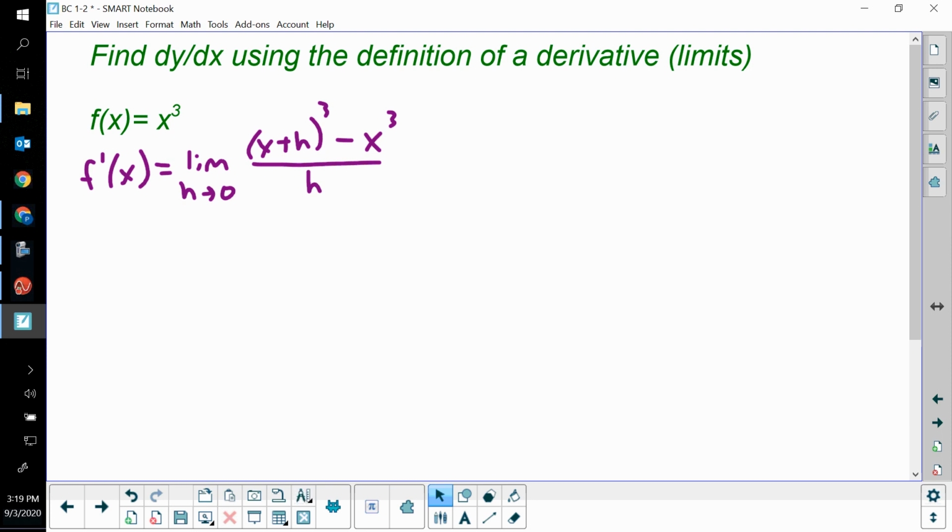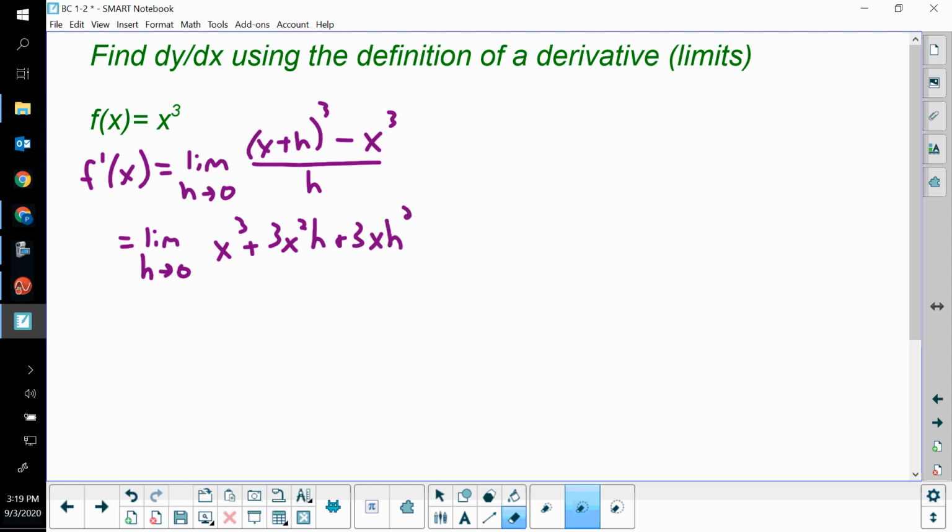And really, this is just a slope. It's a change in y over change in x. On the bottom originally is really the x value minus the other x value, but the x's subtract to 0, and you're just left with h. So it's just a change in y over change in x. So x plus h, we'd have to multiply that out 3 times. And eventually get x cubed plus 3x squared h plus 3xh squared plus h cubed. So we've got minus the x cubed all over h.